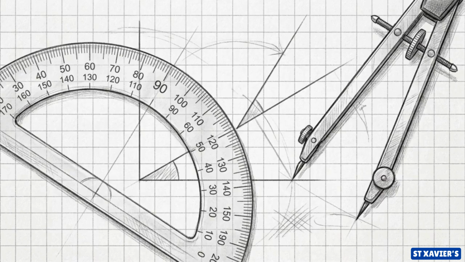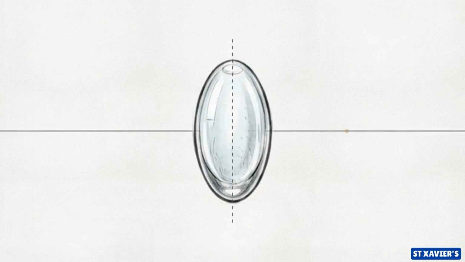For optics, ray diagrams are governed by strict geometry. The primary rule is that a light ray running parallel to the principal axis always passes through the focus, which is the convergence point for the light.